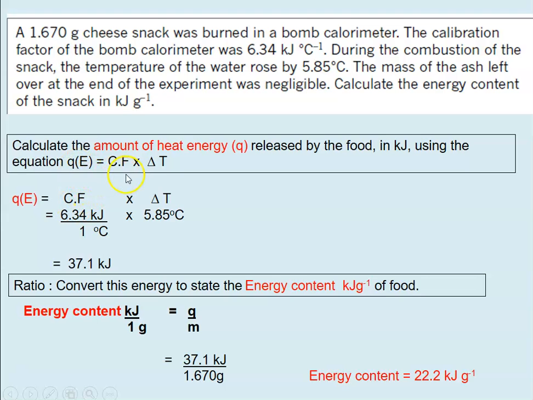So we have a calibration factor. So the amount of energy is your calibration factor, your kilojoules per degree, 1 degree, and you've done your food and it's gone up 5.8, so it's 5.8 times that amount. So your cheese snack made that many kilojoules. We want to turn that many kilojoules into the number of kilojoules for every gram of food. We've got that many kilojoules for 1.6 grams. So if we divide this by this, we'll get how many kilojoules for 1 gram. So the cheese snack makes 22.2 kilojoules for every gram of cheese snack.